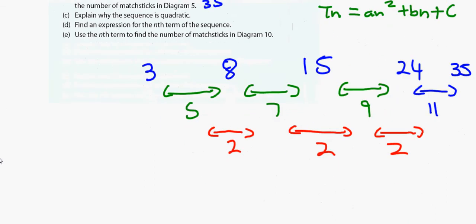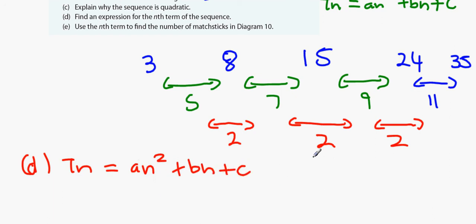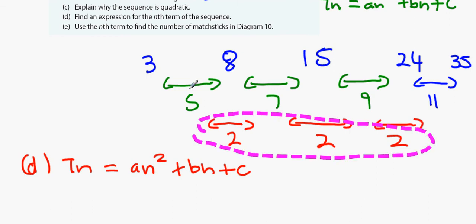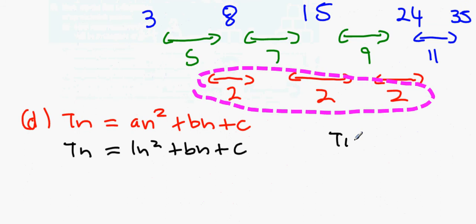So we have to find out what t of n is, okay? So remember what we said about t of n. T of n is an squared plus bn plus c. We know that a is half of the common difference, so half of 2, and half of 2 is 1. So it's going to be 1n squared plus bn plus c. Okay? And what we know is that t1 is 3 and t2 is 8. So t1 equals 3, t2 equals 8. This is where n equals 1, and for the second one n equals 2.